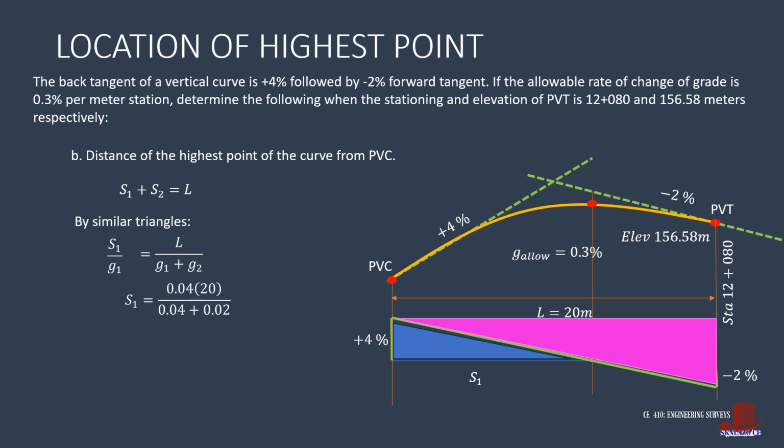Cross multiply G1, then plug in the values from the example. We get 0.04 times 20 over the summation of 0.04 and 0.02. S1 is then computed as 13.3333 meters. This is the distance of the highest point from PVC, which means the point is after PVI or at the right side of the curve.